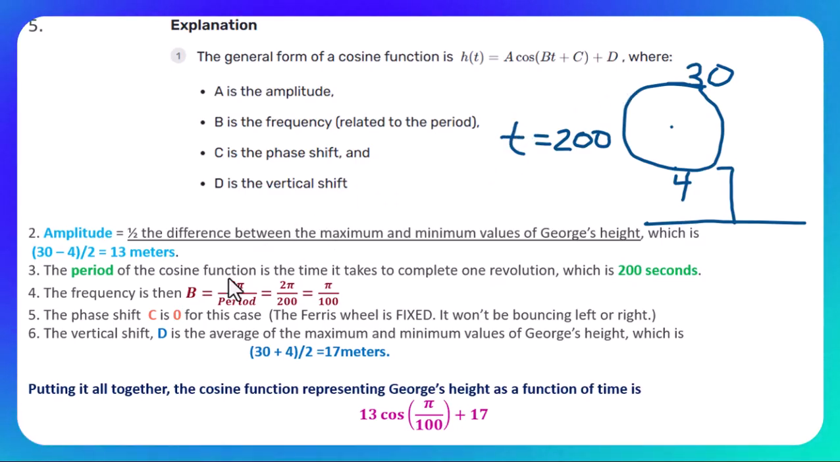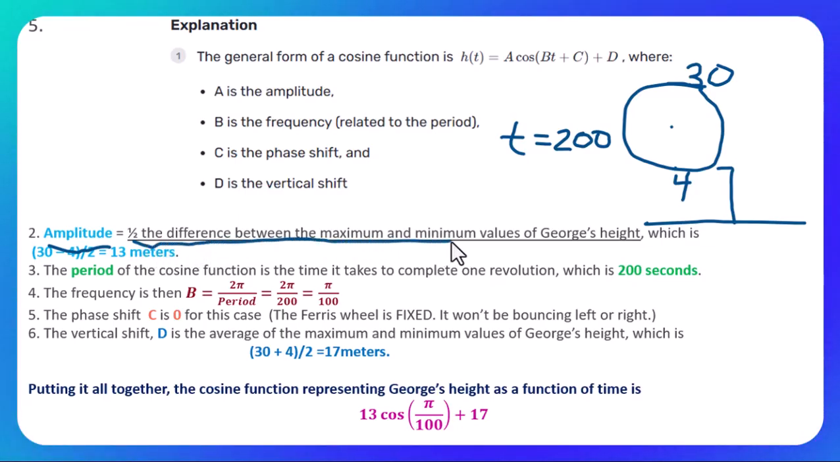All right, so let's look at what we've got and break it down. We're going to start with the amplitude. It's 1/2 of the difference between the maximum and minimum. So the maximum is 30, the minimum is 4. So 30 minus 4 is, let me put that in my calculator, 26. And 26 divided by 2 is 13 meters.